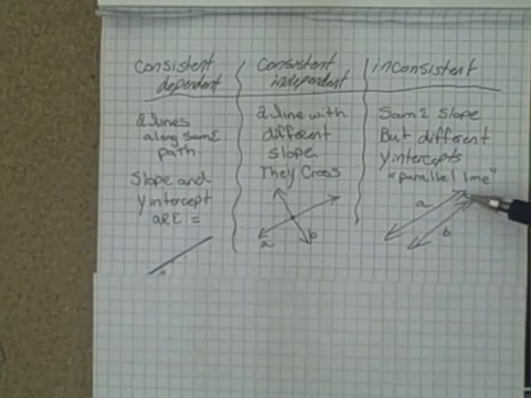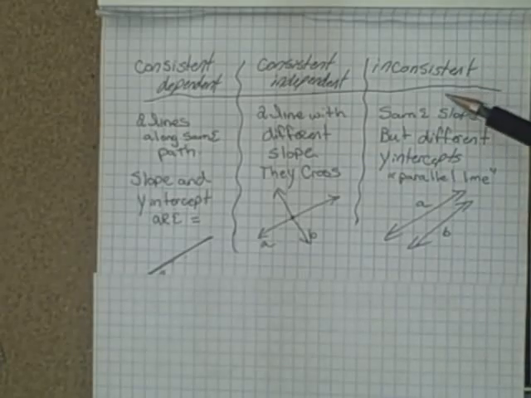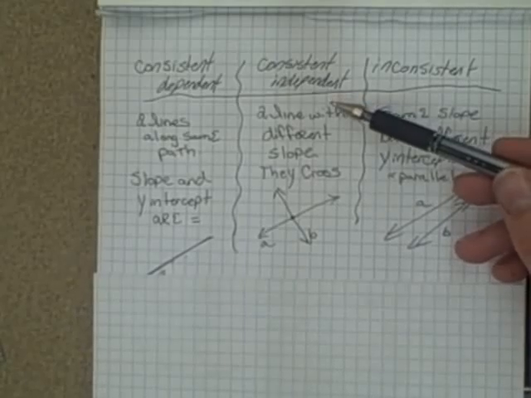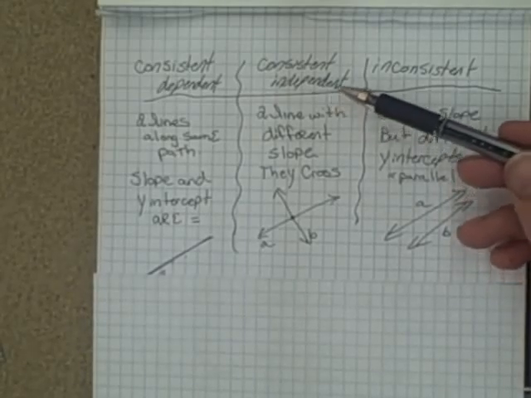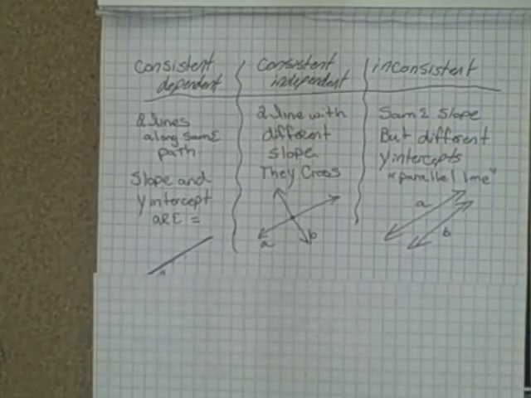So in this case, I have an example of just a couple of parallel lines. They don't intersect. So inconsistent linear systems have no solution. Consistent independent linear systems have only one solution. And consistent dependent linear systems have the exact same solutions all the way because they're the exact same line.